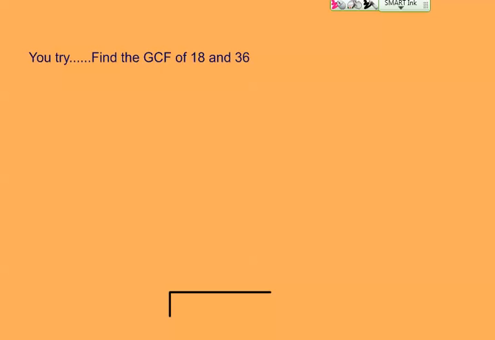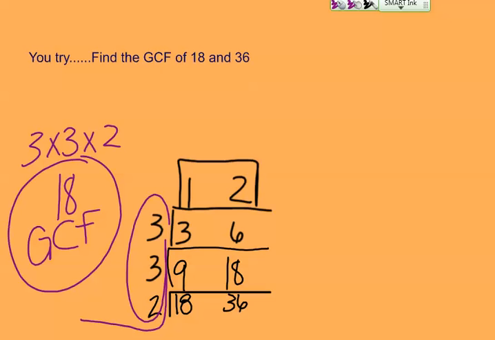Okay, now it's your turn to try a greatest common factor of 18 and 36. So go ahead and try it. Hit pause. When you're finished, hit play, and we'll see if you're right. Okay, look at your cake. Does your cake look like my cake? It should. So if it doesn't, see if you can fix it. And the answer you should have gotten is 18. 18 goes into 18 one time, and it goes into 36 twice. So it's a factor of both of them.